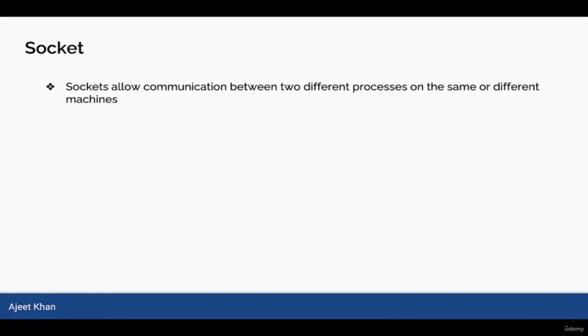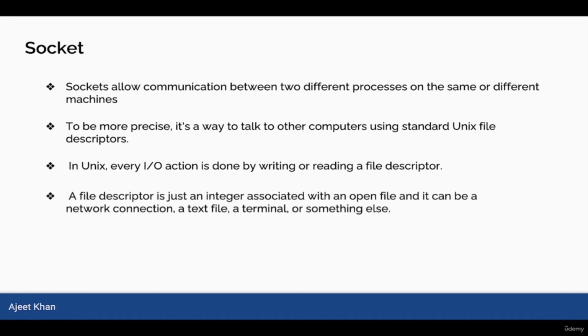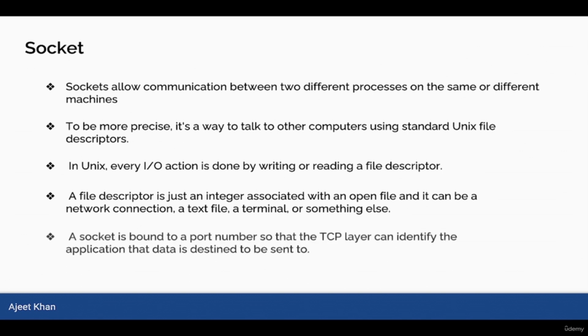Sockets allow communication between two different processes on the same or different machines, or to be precise, it's a way to talk to other computers using a standard Unix file descriptor. In Unix, every I/O action is done by writing or reading a file descriptor. A file descriptor is just an integer associated with an open file, and it can be a network connection, a text file, a terminal, or something else. A socket is bound to a port number so that the TCP layer can identify the application that the data is destined to be sent to.